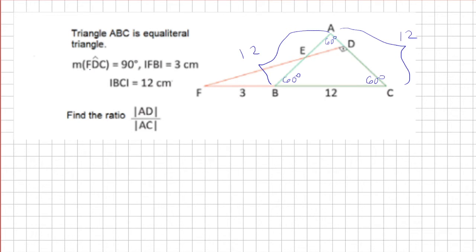We have measure angle FDC is 90, so this is a 90-degree angle. The length of FB is 3, and the length of BC is 12. We want to find the ratio of AD to AC. Well, first note that triangle FDC is a right triangle.